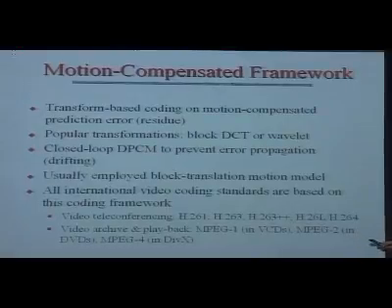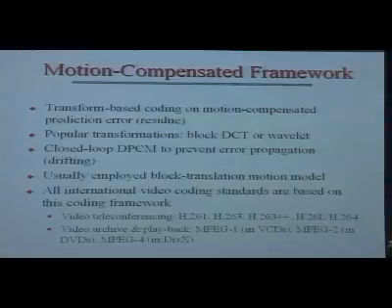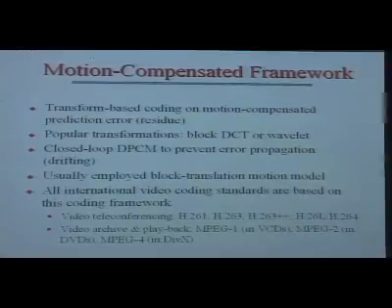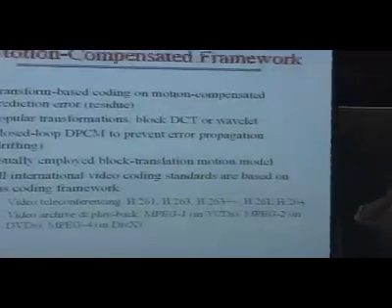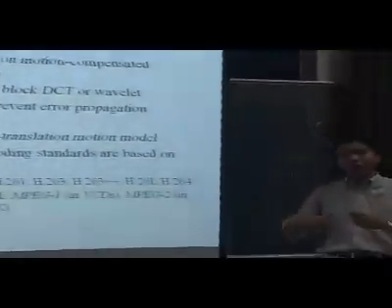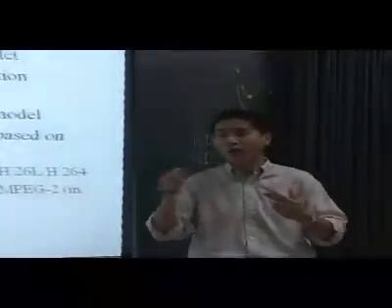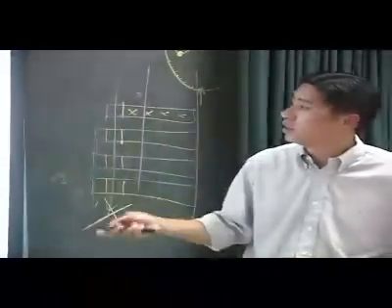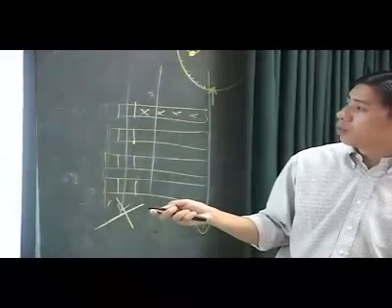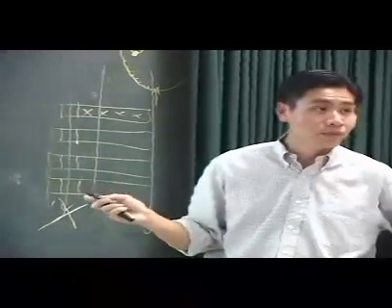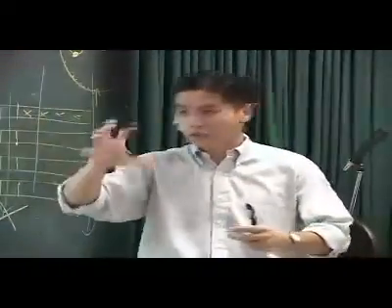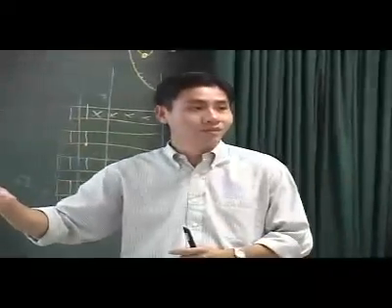Closed loop means what? We do prediction on the reconstruction with the head. That will make sure that our encoder and decoder are not out of sync. There will be no accumulation errors. So that is always the case. And then we usually employ a block translation motion model, so basically searching for translational motion only.